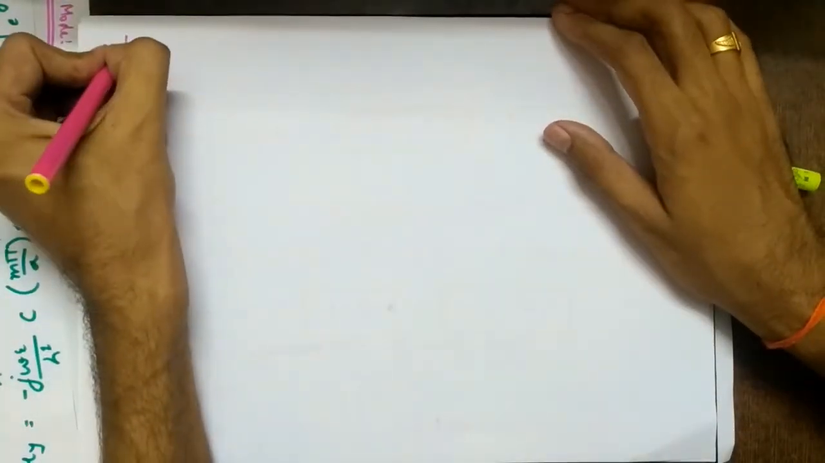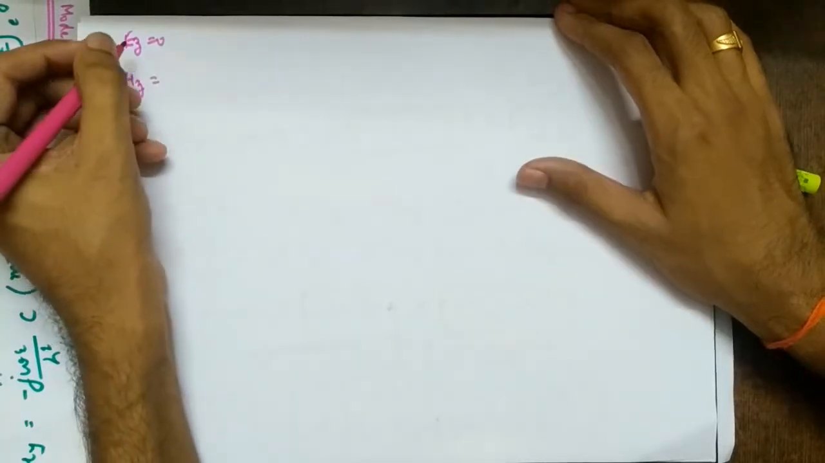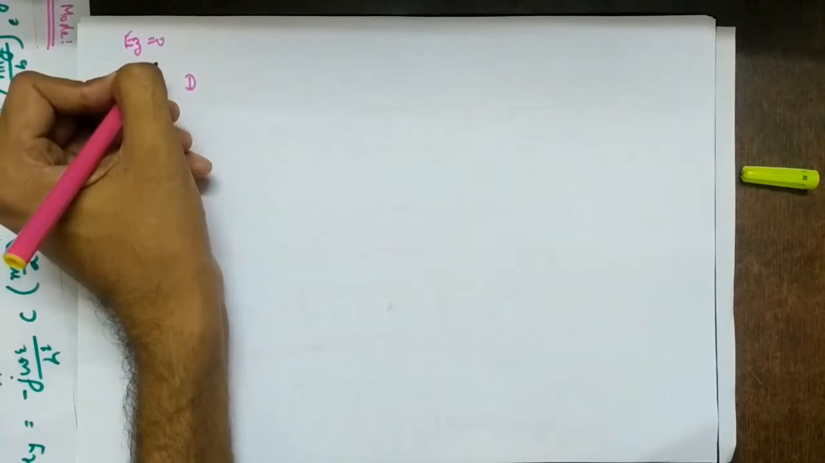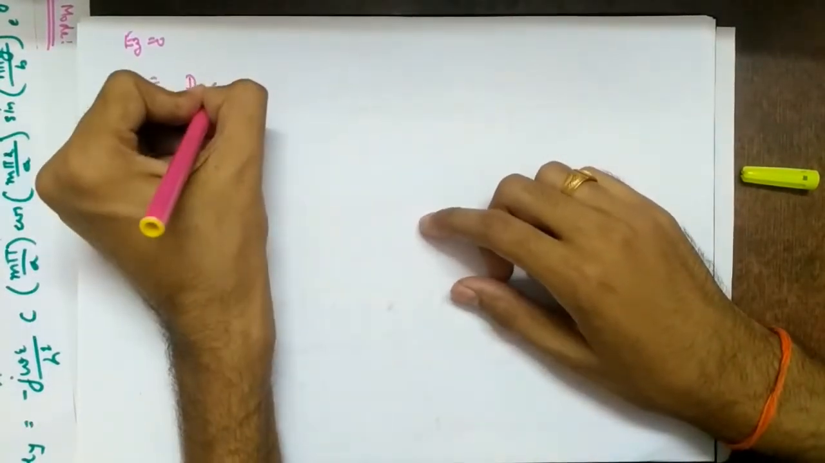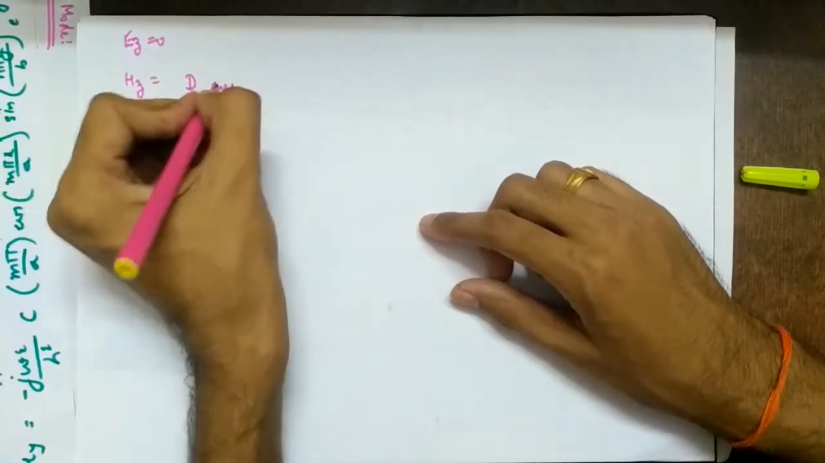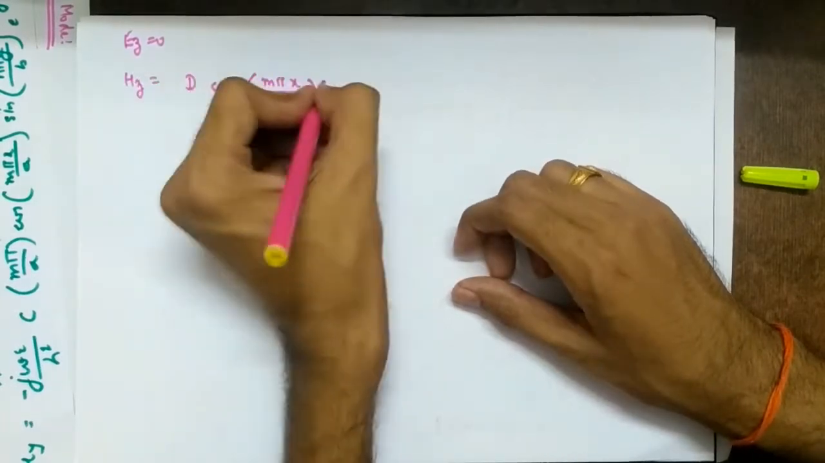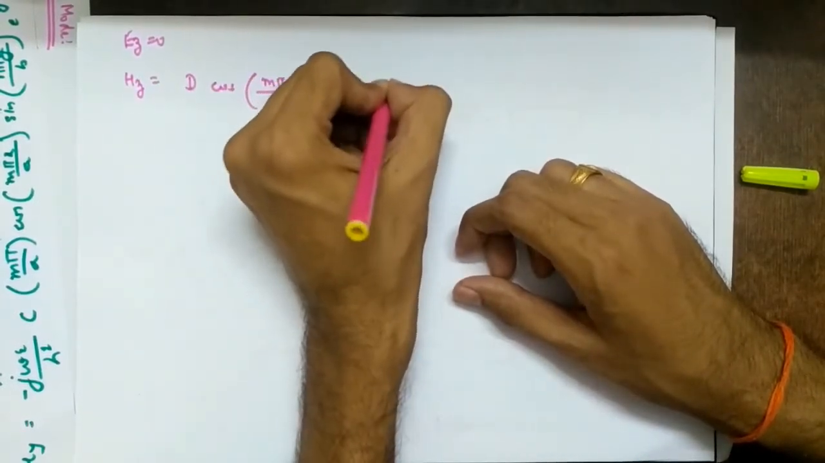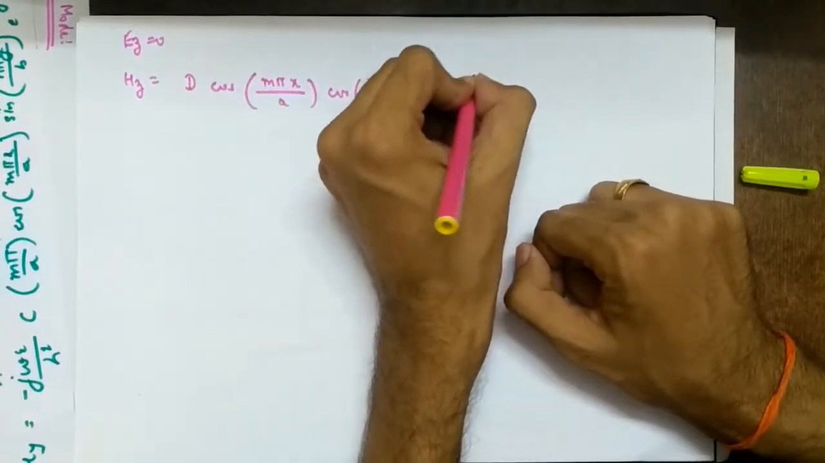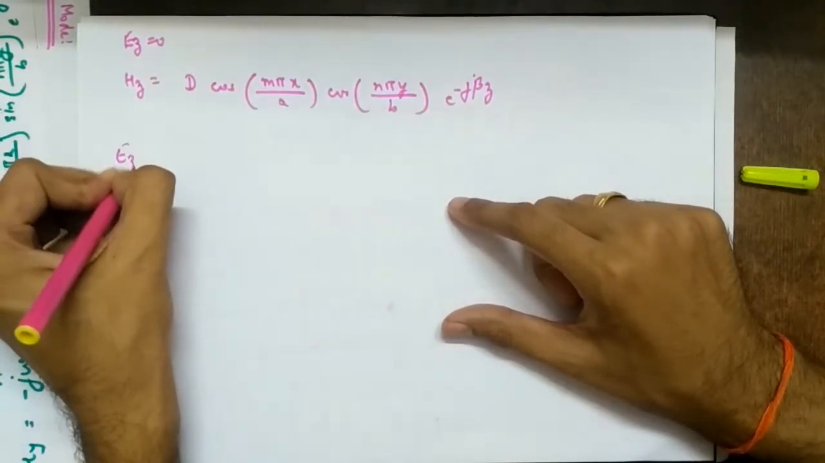First we have got Ez is 0. Next is Hz. If you solve, you will get it as D. I am taking D because the reference book has taken D. If you want, you can take C also. Why they have not taken C is because it is already assumed for the TM mode. So Hz is D cos of m pi x by A into cos of n pi y by B e raised to minus j beta z.